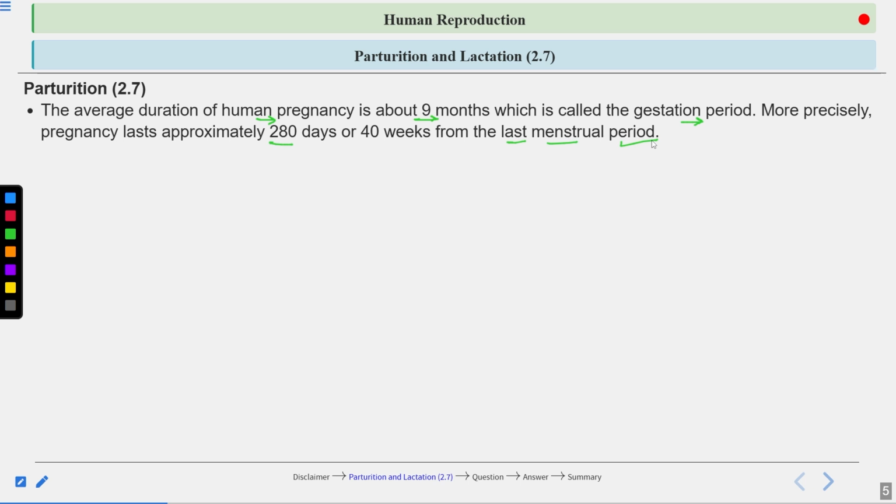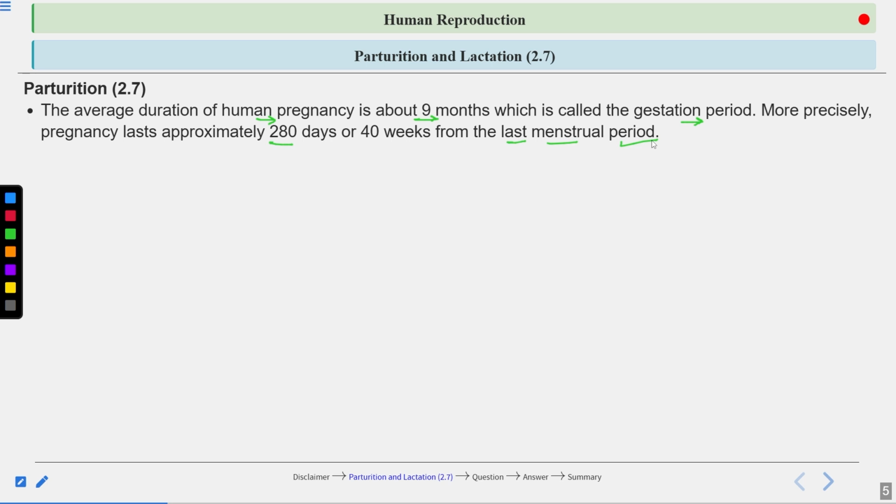What happens when a woman is pregnant? There is no menstrual cycle. Why is there no menstrual cycle? What is the reason that the menstrual cycle stops during pregnancy? Everything is related to changes in the hormones. Progesterone level is always high during pregnancy.